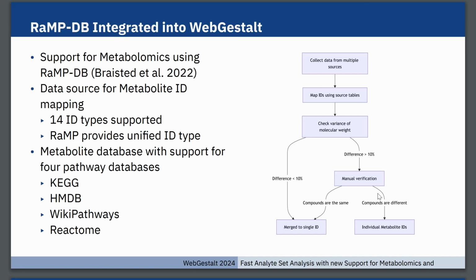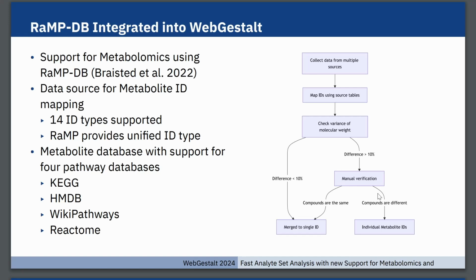And so RampDB itself has thousands of standardized IDs, and they support 14 different ID types. The most popular, of course, being PubChem, ChEBI, HMDB. There's a lot in KEGG. So users can use any ID type that they would like, and then we can perform this conflict resolution by using the RAMP database. And so that allows us to solve this issue that we saw with these conflicting ID types.